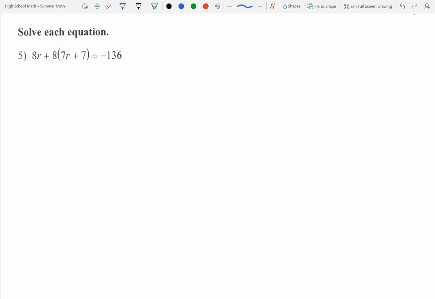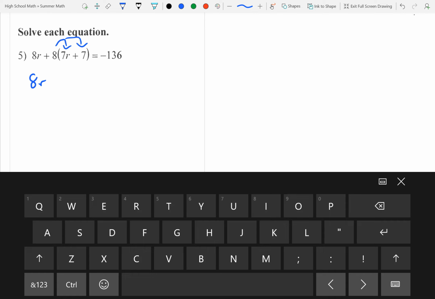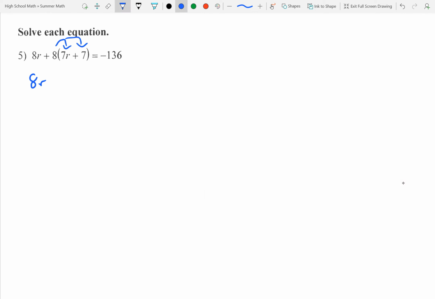Solve the equation. We will begin by distributing the 8 over this parentheses. So 8r. 8 times 7r will be a 56r. 8 times 7 will be 56. Combining like terms, 8r and 56r will be a 64r.